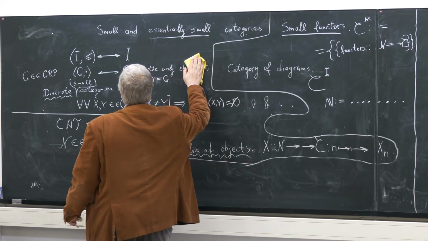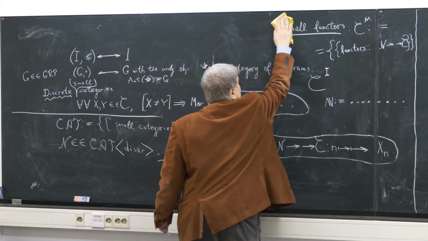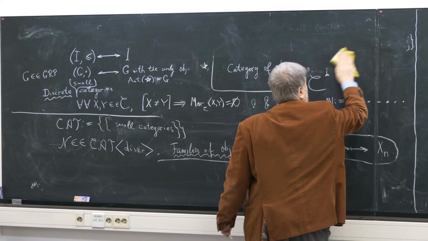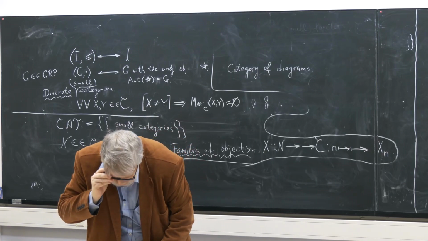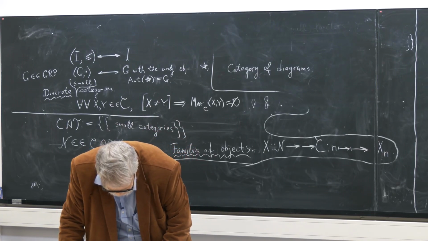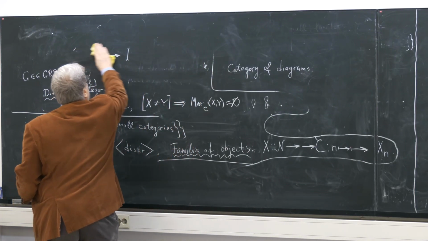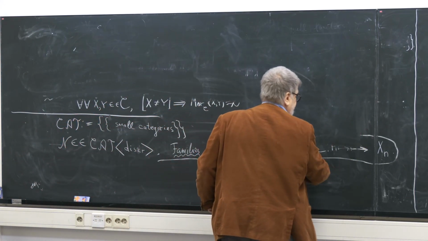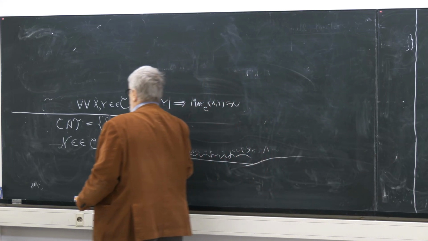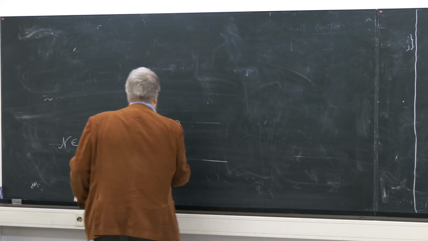Okay. So, small and essentially small categories are not yet covered. Let me consult my plan. Maybe I change it, but no. Categories of diagrams. So I hurried to erase the non-standard heading of essentially small categories.